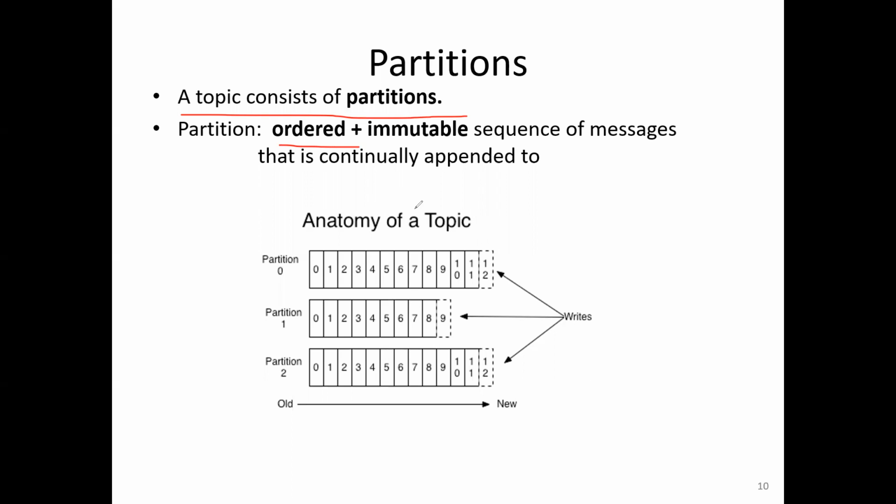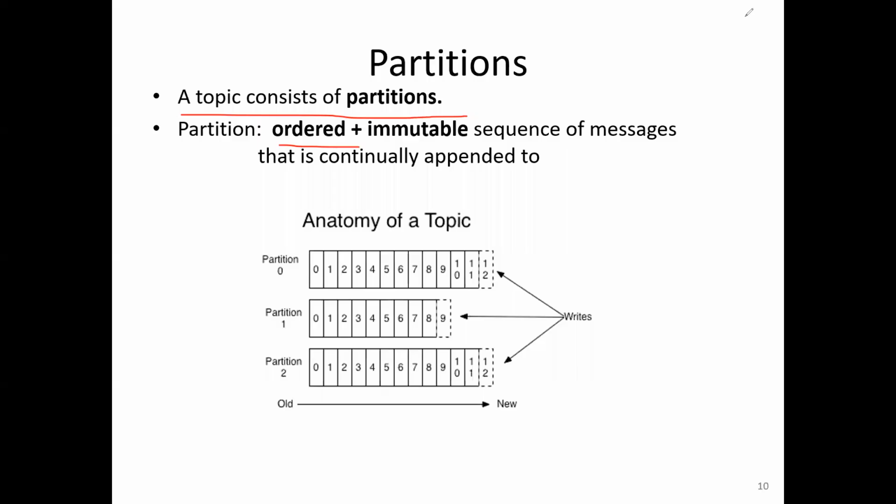Immutable means it cannot be changed. One minute, the call to prayer is going on. So it has to be immutable, because if it is not immutable, then obviously everything is going to get criss-crossed. So the sequence has to be maintained. Otherwise, how can I keep track of that along with the offset? Okay, so that's logical. A sequence of messages that is continually appended to.